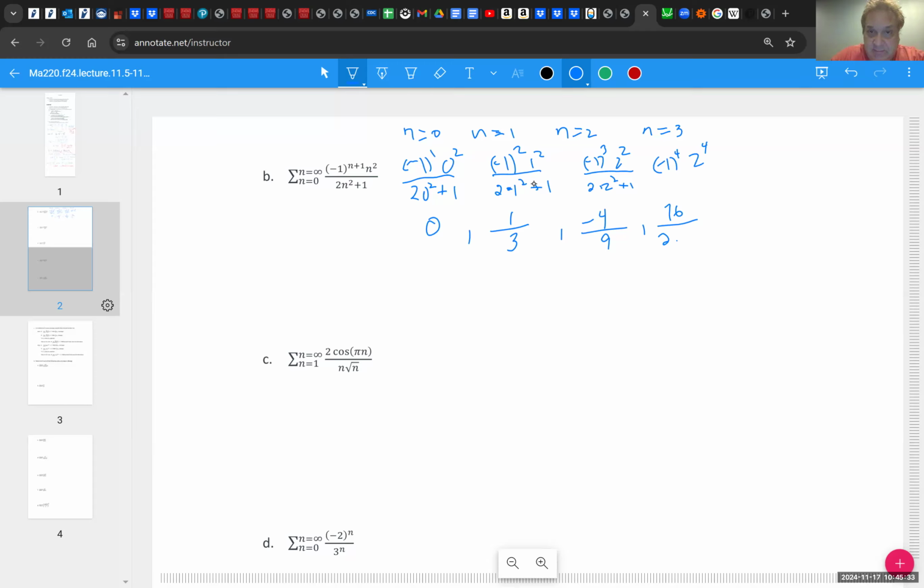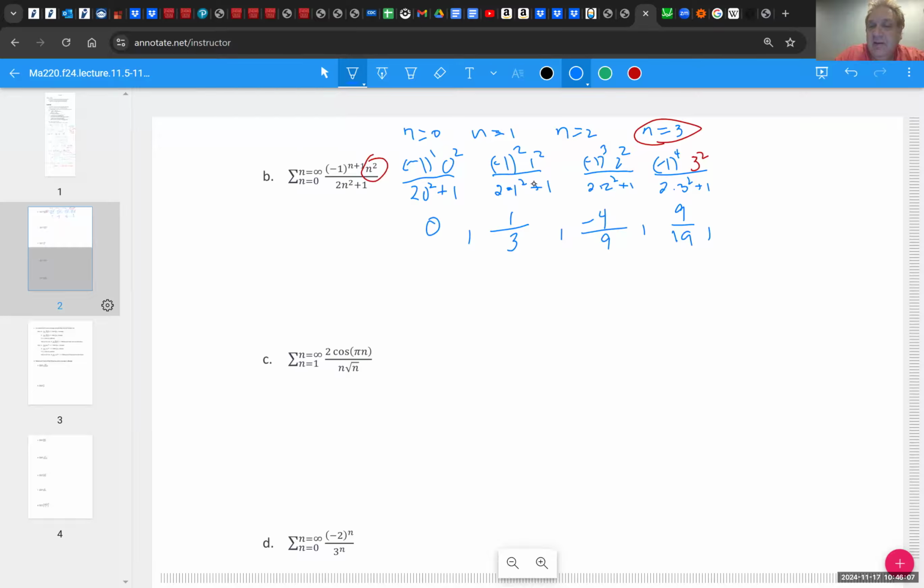Okay, I did that too fast. Pretend I didn't do any of that stuff. You're like, where did you get that 16 from? I was going to do it fast, and of course when I do things fast, I make mistakes. So the function on top is -1 to the n plus 1 times n squared. So when n is equal to 3, it's going to be 3 squared, which is in fact 9. So 9 on the top, and the bottom I get 2 times 3 squared plus 1, which is 2 times 9, 18 plus 1 is 19.